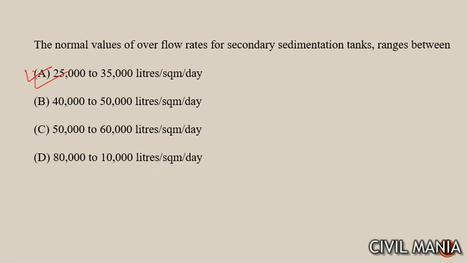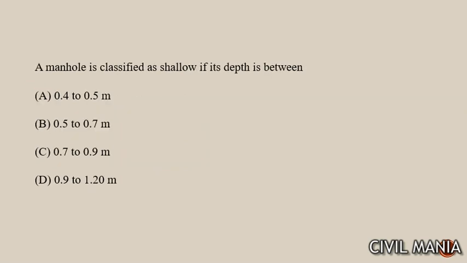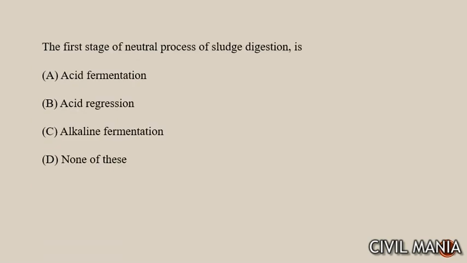इसके बाद next question है, a manhole is classified as shallow if the depth is between 0.7 to 0.9. इसके बाद next question है, the first stage of neutral process of sludge digestion is, पहला stage कौन सा होगा? The first stage will be acid fermentation या acid production. पहला एसिड फॉर्म होगा, ठीक है, एसिड फर्मेंटेशन या एसिड प्रोडक्शन.